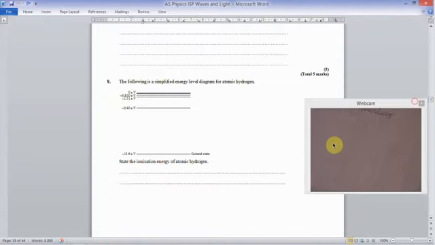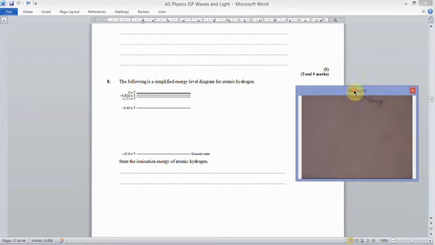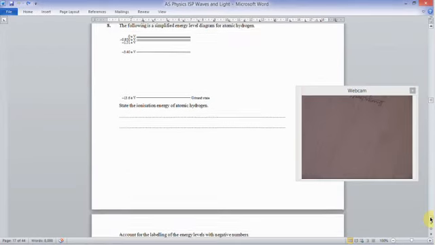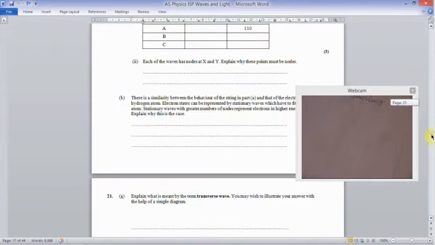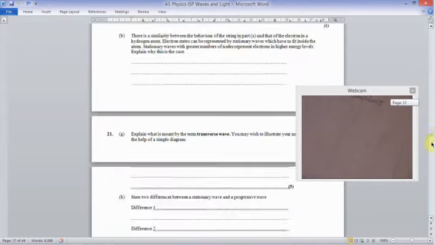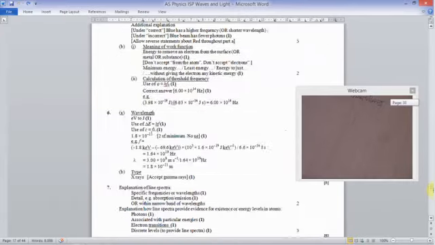State the ionization energy for atomic hydrogen. So the ionization energy is going to be minus 13.6 electron volts. You can convert that into joules if you wanted to, but no need to do that. Account for the labeling of the energy levels with negative numbers. Remember, the ground state is the lowest energy state, so that's part of the reason why we end up with minus numbers.